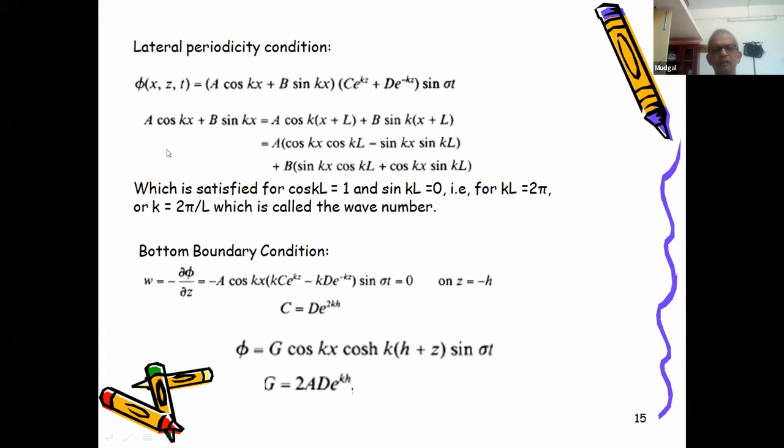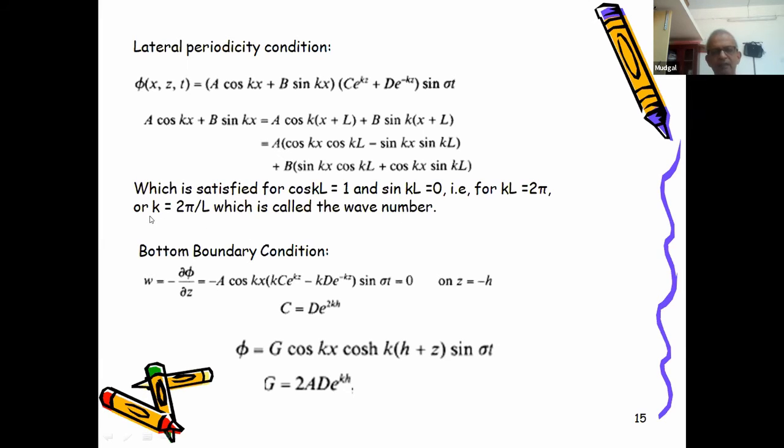Okay. Now, the first thing is that when you apply the periodic boundary condition, so that is A cos kx plus B sin kx should be equal to A cos k of (x plus L) plus B sin k of (x plus L). You can expand it. This will be satisfied only for the condition that cos of kL should be equal to 1 and sin of kL to be equal to 0. And this is possible for the value of kL equal to 2 pi, or k equal to 2 pi by L. And this k is called the wave number. So this is the definition for wave number.